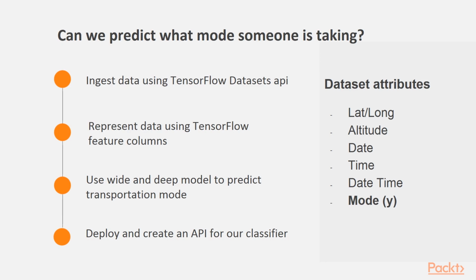So we'll ingest data using TensorFlow Datasets API. We'll represent data using TensorFlow feature columns. We'll also use a wide and deep model to predict transportation mode. And then we'll deploy and create an API for our classifier so we can provide predictions into our products.